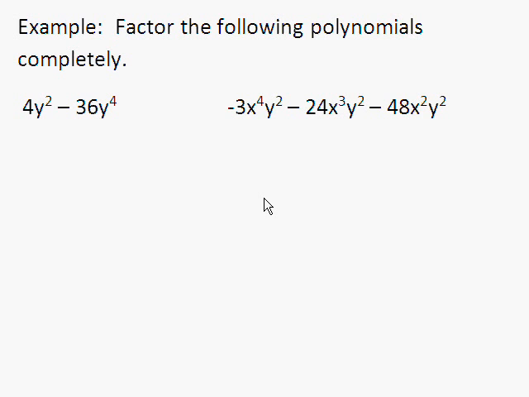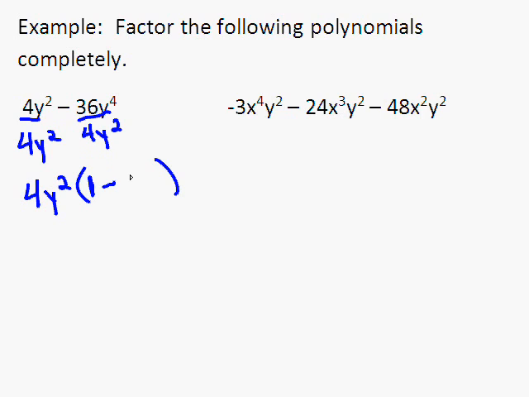So we're going to take a moment and factor these two following polynomials completely. As noted in the instructions, the first thing we're going to do is see if there's a greatest common factor with all of our terms. Looking at this first example, 4y squared minus 36y to the fourth, you'll notice that both of them are divisible by 4y squared. Meaning we can factor a 4y squared out of both of our terms, leaving us with 1 minus 36 over 4 is 9, y to the fourth over y squared is y squared.